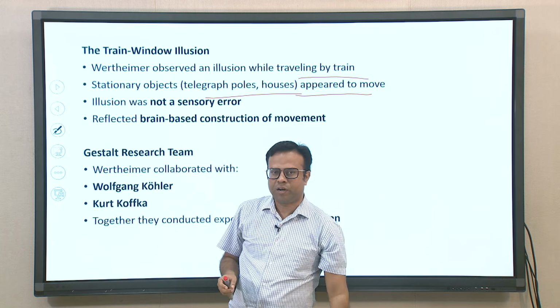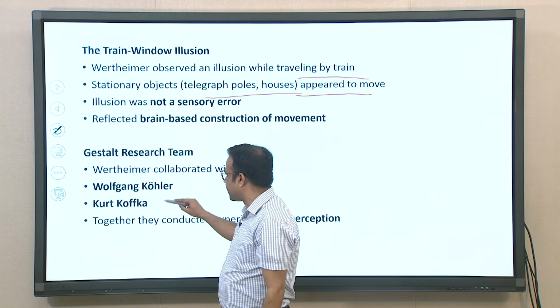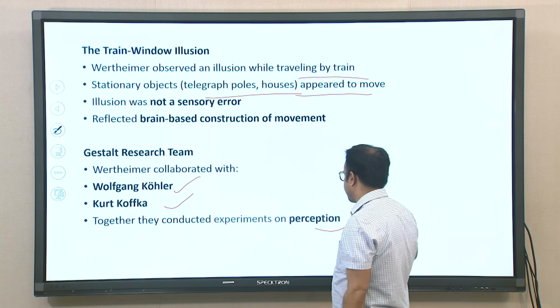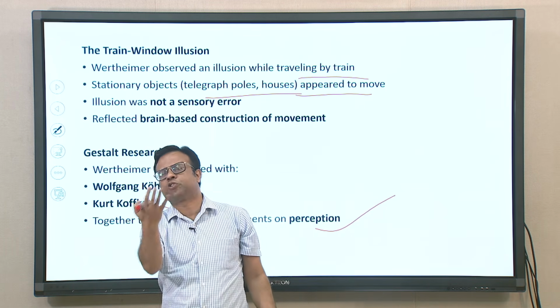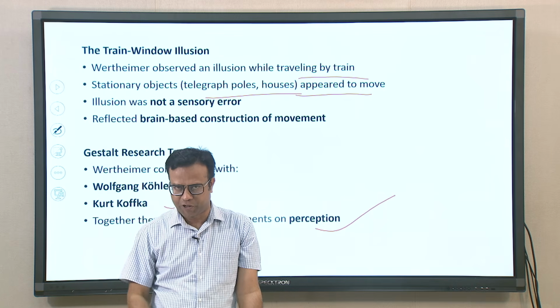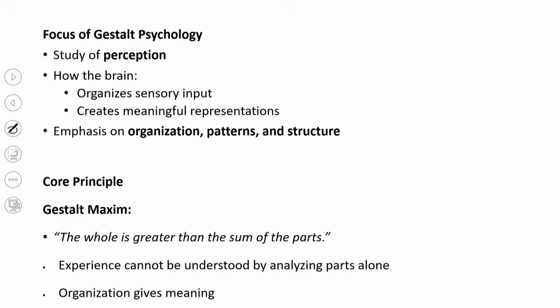The Gestalt research team collaborated with other people like Kohler, Koffka and so on. Together they conducted experiments on perception, and their principles of perception became very popular, which we will discuss in the perception modules in detail. Their idea was very simple: the brain organizes sensory input and creates a meaningful representation, which is more holistic than one based just on parts and bits and pieces.